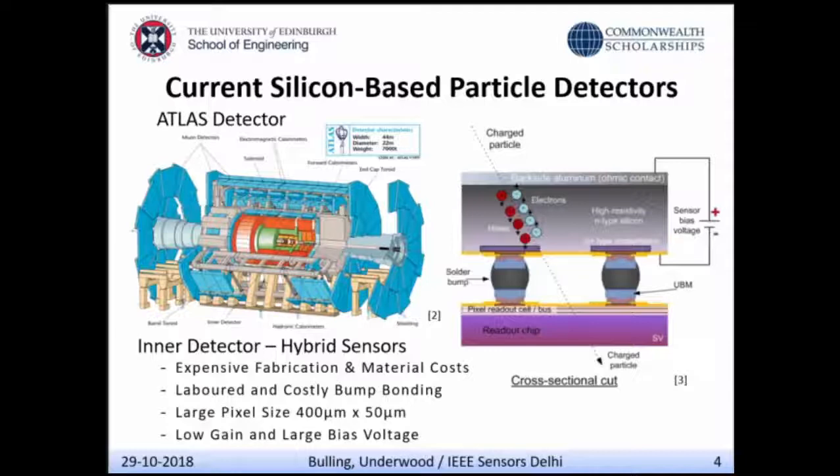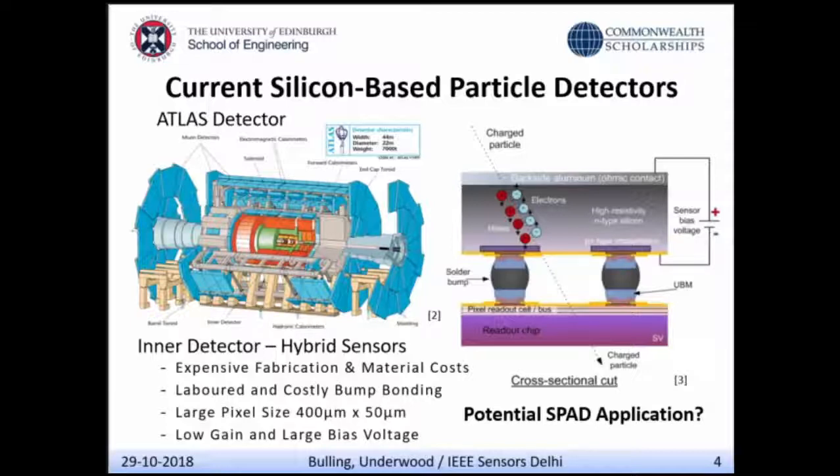With regards to fabricating these devices, they are very expensive, with very large material costs. It's a laborious and costly bump bonding process. They have very large pixel sizes compared to SPADs, low gain for noise reasons, and large bias voltage because of the large depletion depths required. So this was for very specialized applications, but SPADs can be used for different applications. Could SPADs be a potential application for lower energies, such as scanning electron microscopes?